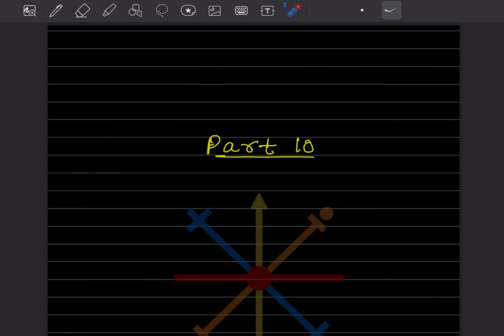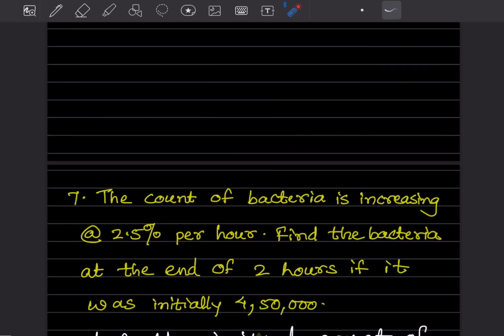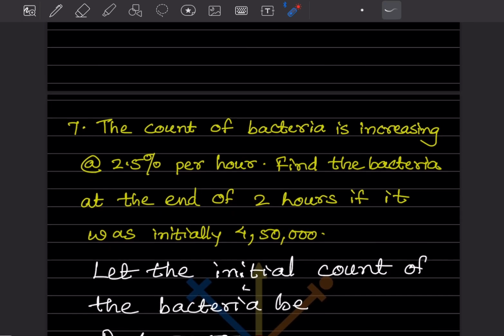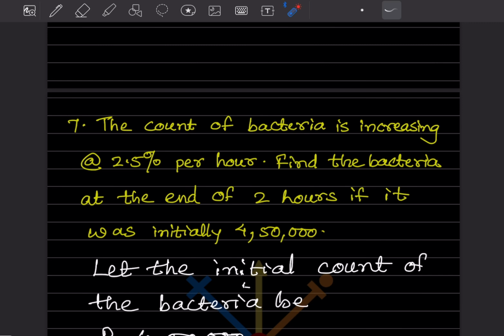So today let us do part 10 of the same topic. We'll do the continuation of the exercise. Here the count of bacteria is increasing at 2.5% per hour. Find the bacteria at the end of 2 hours, if it was initially 4,50,000.